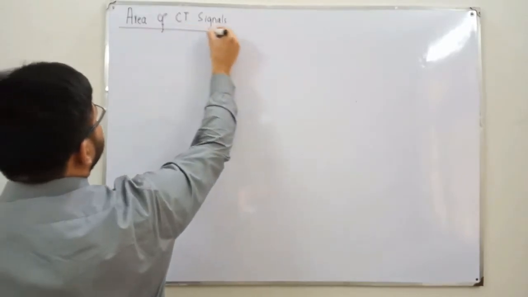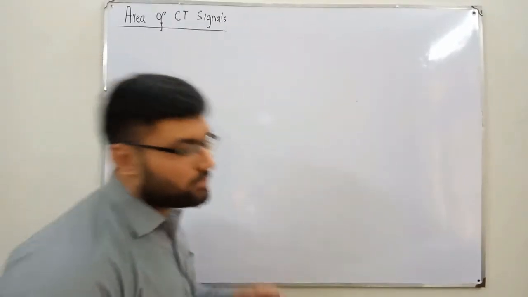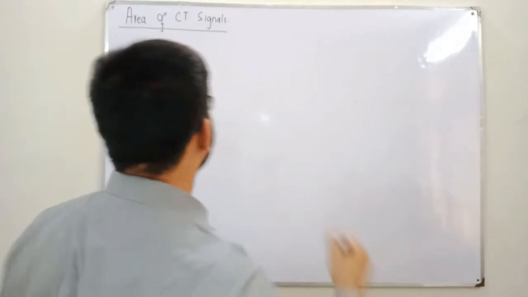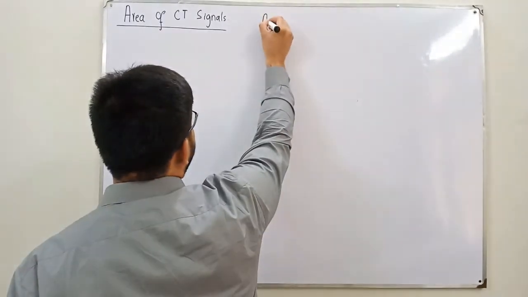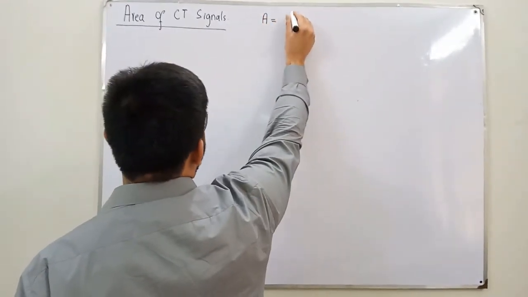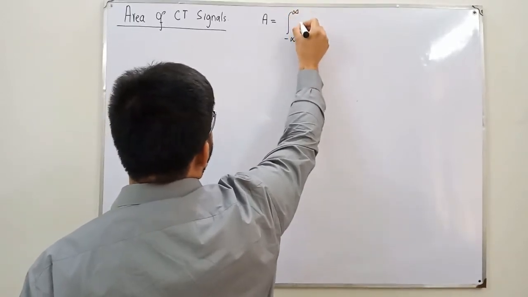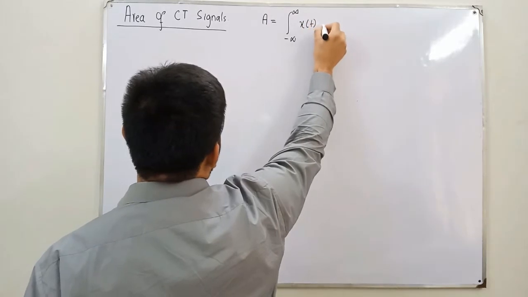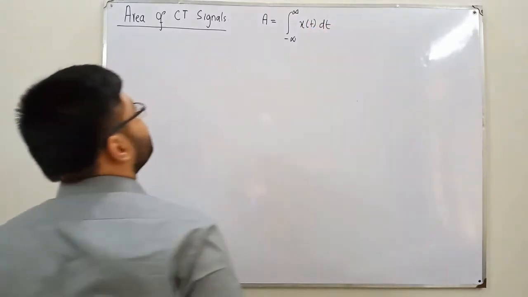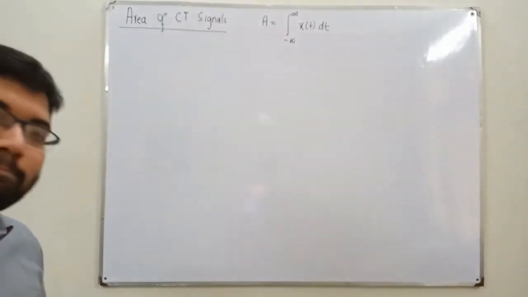Area. You know how to calculate area from your basic calculus. So the area, let's say I represent it with an A, is calculated by integrating from negative infinity to positive infinity the function x of t with respect to t. That is how you calculate an area.